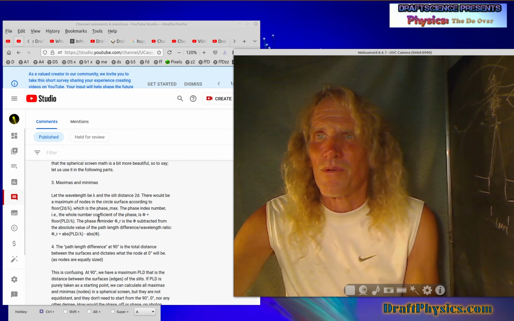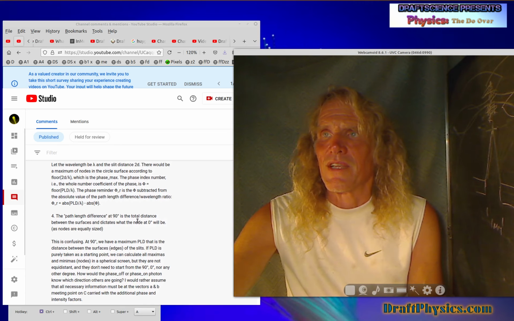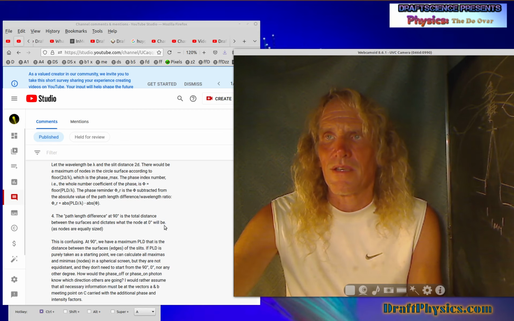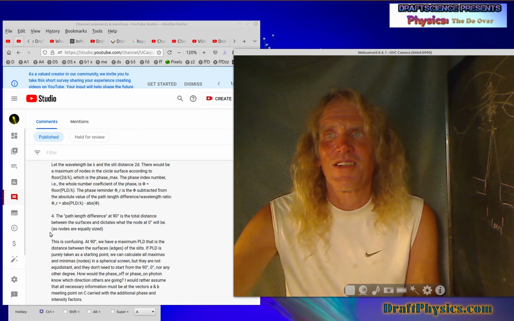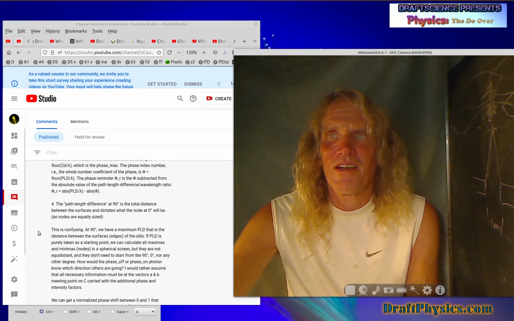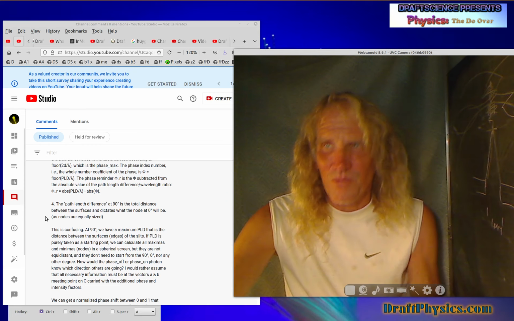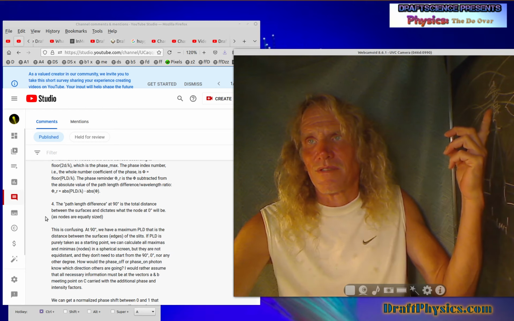So anyway, I don't know what any of that crap really meant. The path length difference at 90 degrees is the total distance between the surface and dictates what the node at 0 degrees will be. So I thought that was really clear. Clear enough. I mean, you have to have some knowledge of the geometry here. But it's what I just said. 90 degrees is reliable. It'll tell you what 0 degrees is.